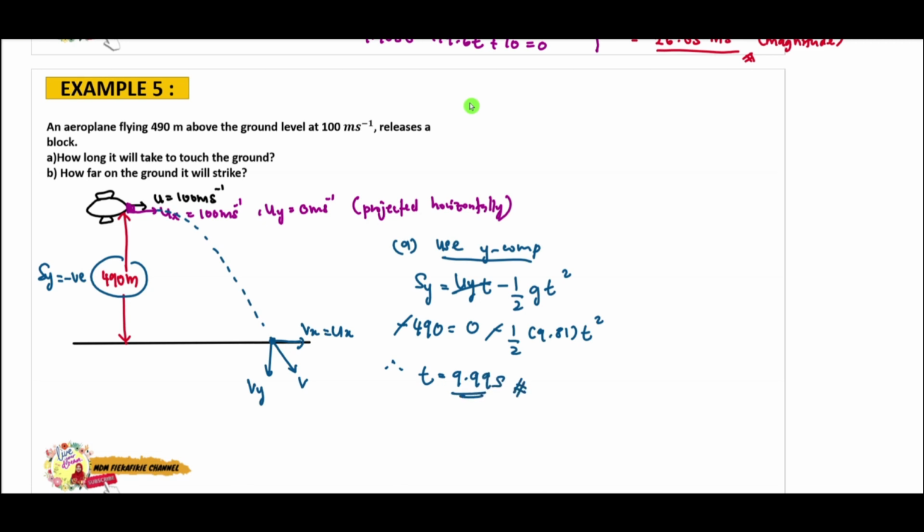Okay. And B, how far on the ground it will strike. Okay, maknanya daripada tempat mana aeroplane tu berada sampai kat mana dia berhenti, dia touch the ground. So how far, sejauh mana, okay, dia boleh pergi. So kita nak kira Sx. Okay, so this is very simple. So Ux kita dah tahu 100, T is 9.99, therefore Sx equal to 999 meter. Okay, so finish example number 5.